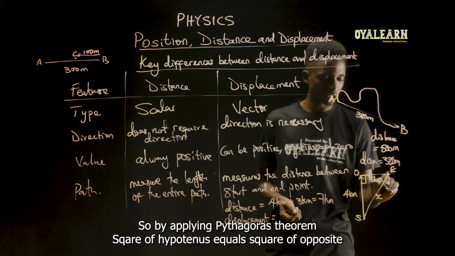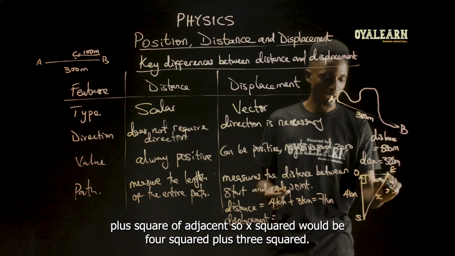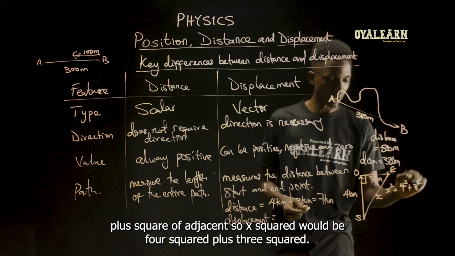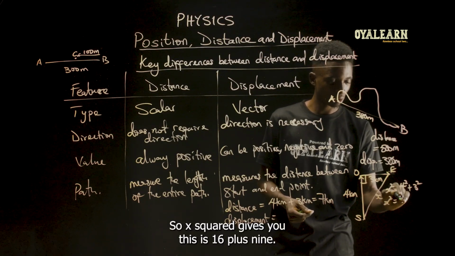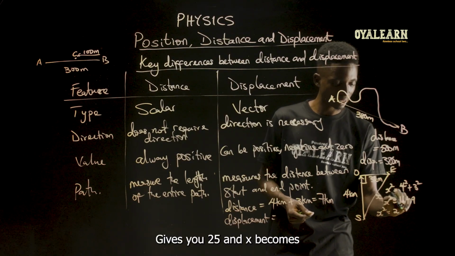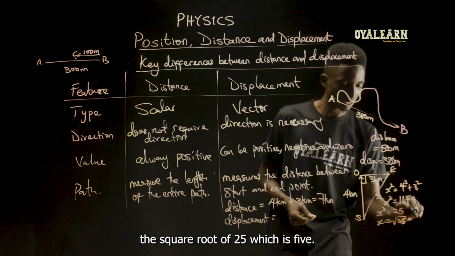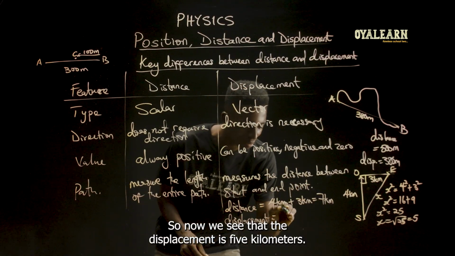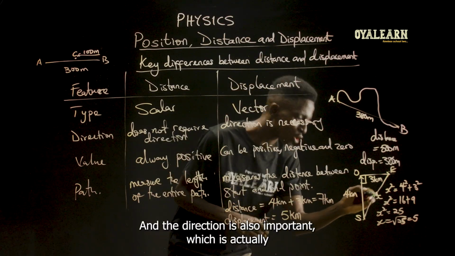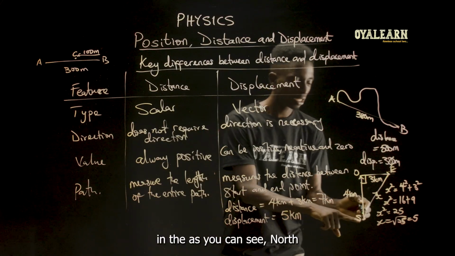So by applying Pythagoras theorem, square of hypotenuse equals square of opposite plus square of adjacent. So X squared here would be 4 squared plus 3 squared. So X squared, this is 16 plus 9. So X squared here gives you 25, and X becomes the square root of 25, which is 5. So now we see that the displacement is 5 kilometers. And the direction is also important, which is actually, as you can see, north.